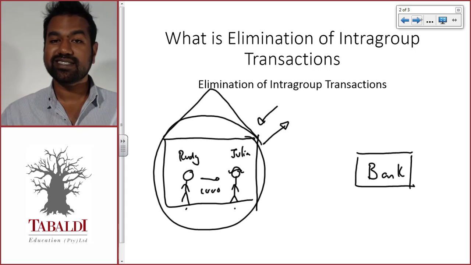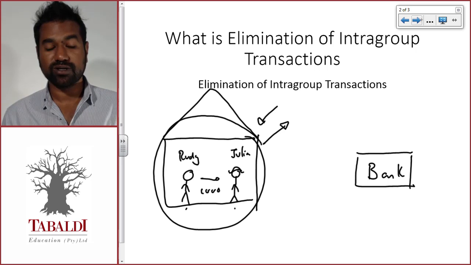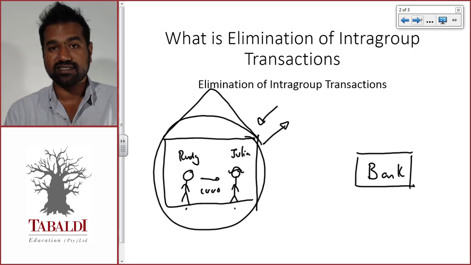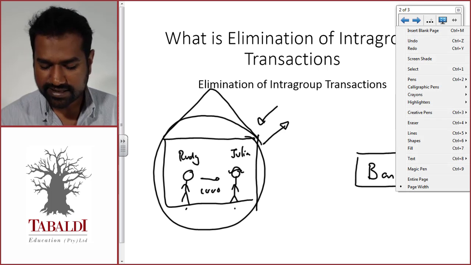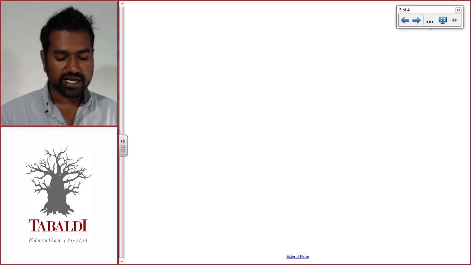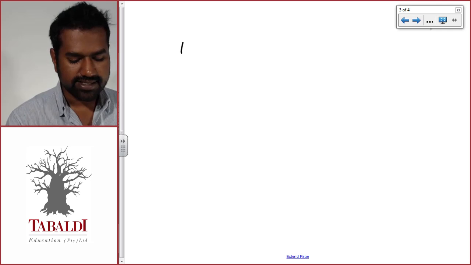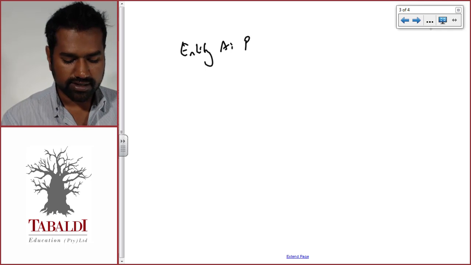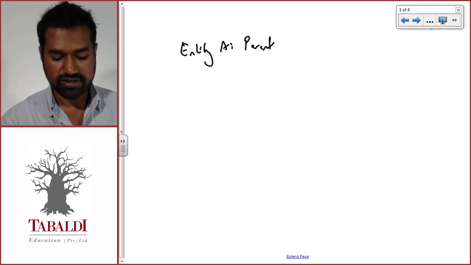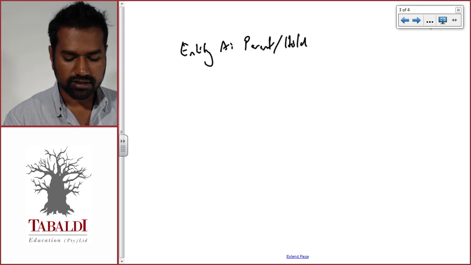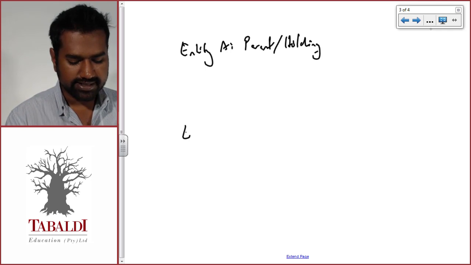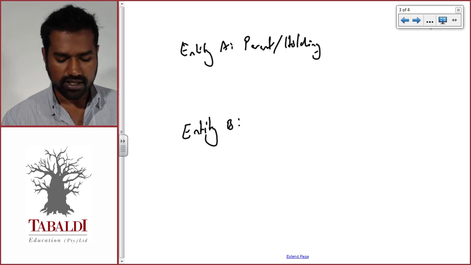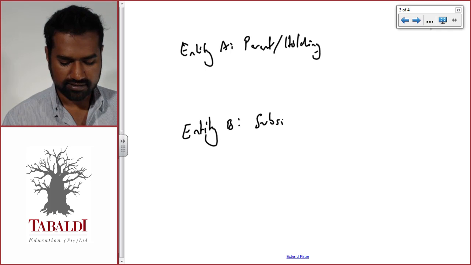Well, this concept is actually the exact same for elimination of intergroup transactions. Now, I want you to relate it to the accounting side. On the accounting side, we're going to have, let's say, entity A. Entity A is a lot like Rudy, where let's say it's a parent, known as the parent or the holding company. And then we have entity B, representing Julia, who is known as the subsidiary.